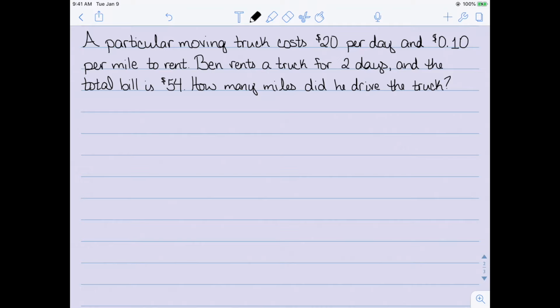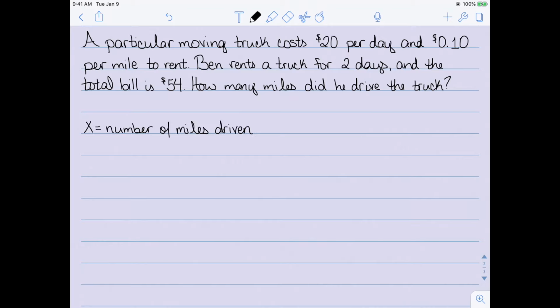The first step is to read the problem, which we just did. The second step is then to identify the variable. So the last question asks, how many miles did he drive? So that's what it is we're trying to figure out. So we'll define that variable to be x.